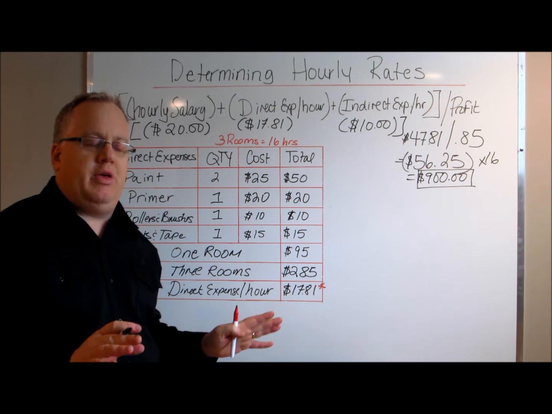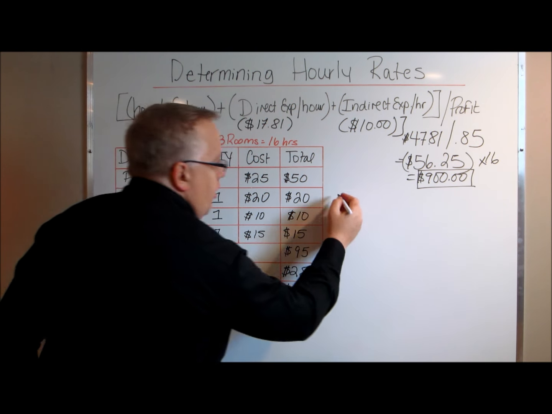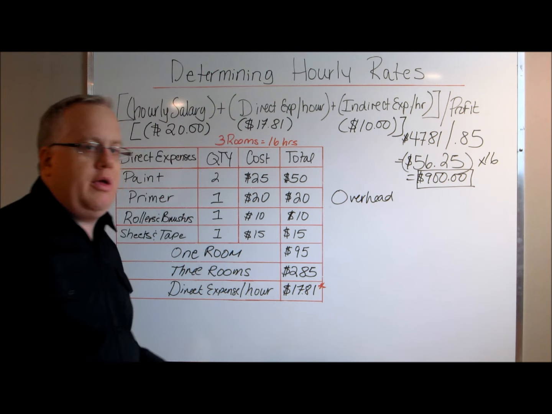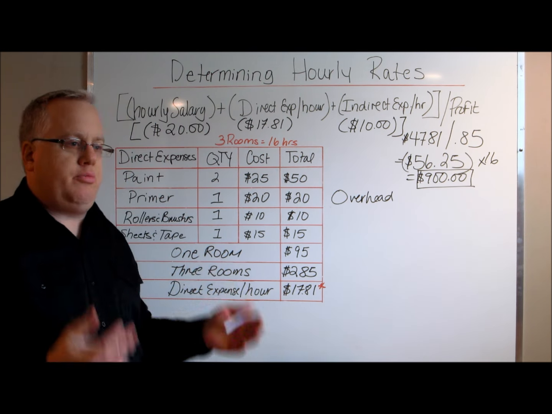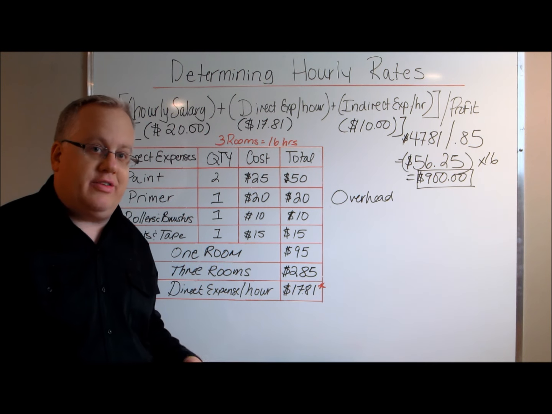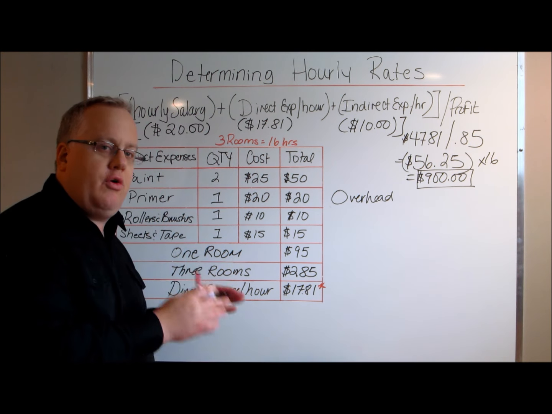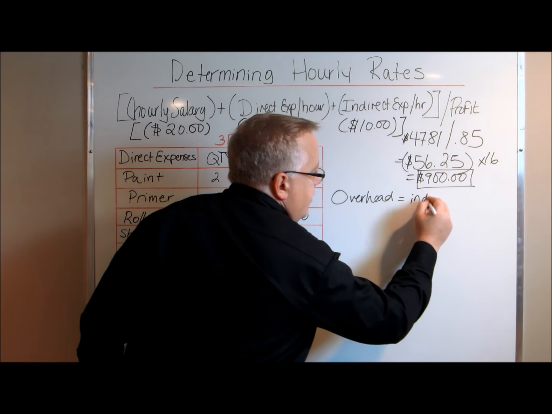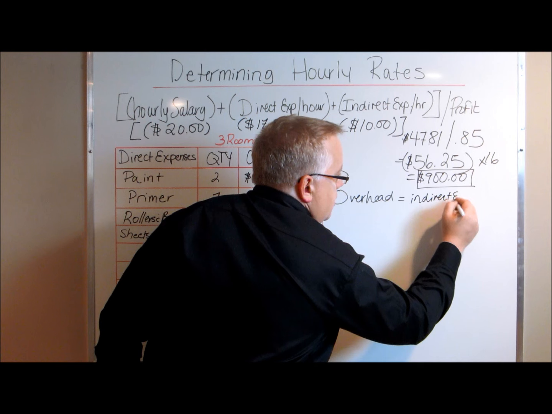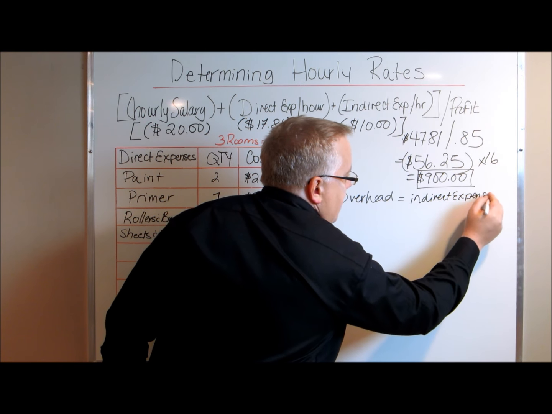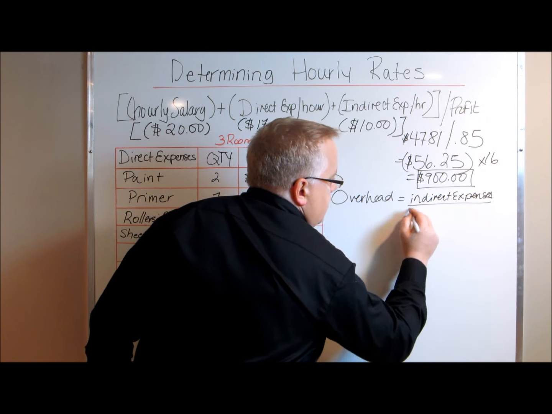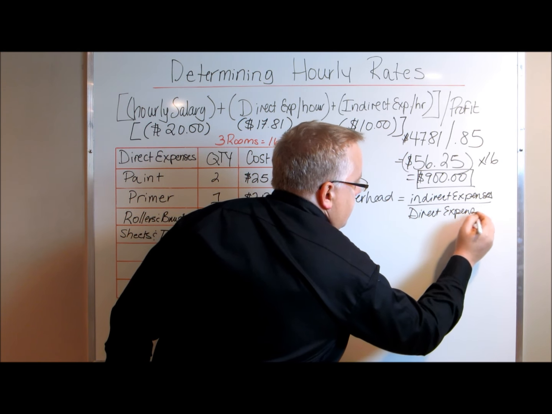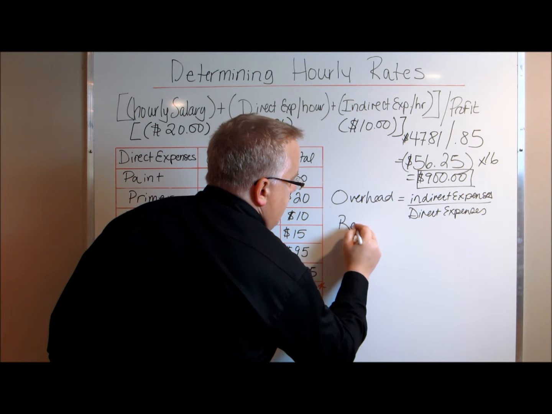As you move forward in your business, you're going to want to look at what's called overhead, okay? You may, over time, start hiring other people, other painters or other support people, an administrative assistant, these type of things. So you want to basically account for overhead, okay? Overhead, very simply, is indirect expenses divided by direct expenses. And that's going to give you your overhead rate, okay?